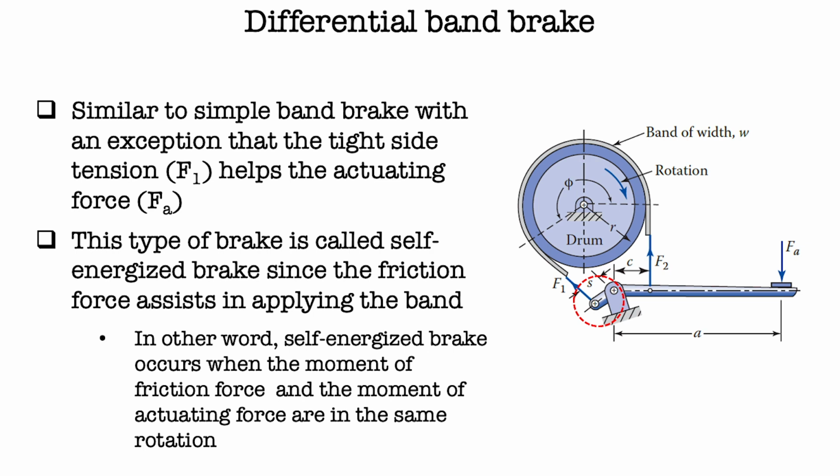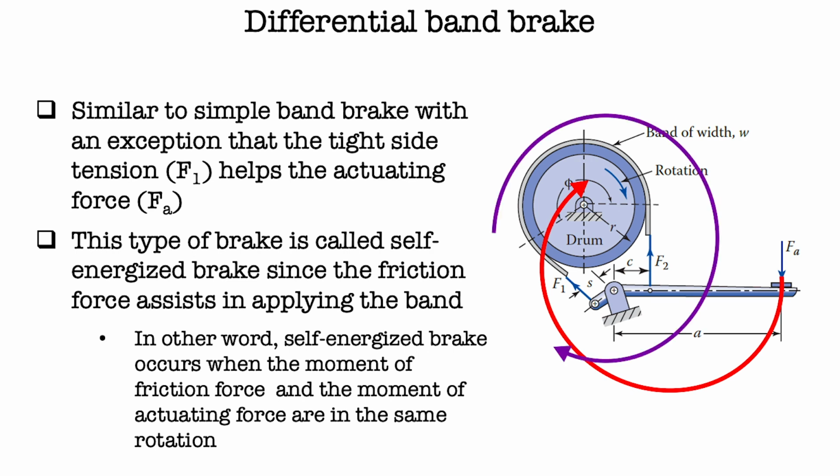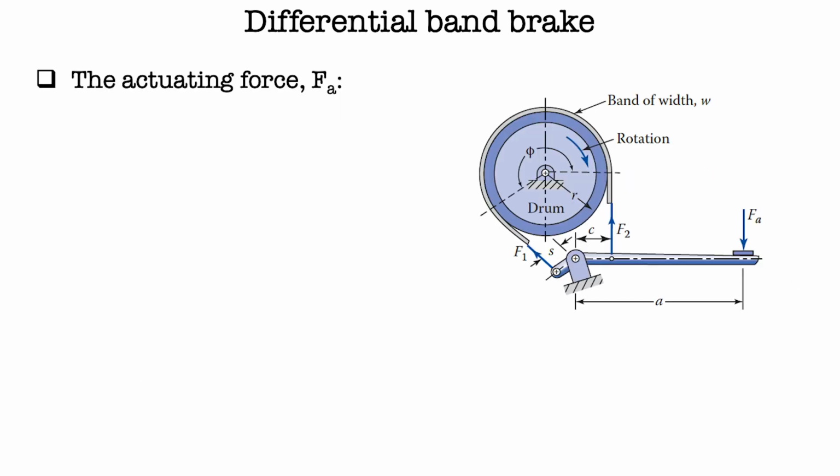In other words, a self-energized brake occurs when the moment of friction force and the moment of actuating force are in the same rotation. As you can see in the figure, the moment of actuating force rotates clockwise, and the moment of friction force also rotates in clockwise rotation. To know the rotation of friction force, we just follow the rotation of the drum. But both of the moments, which are the moment of actuating force and the moment of friction force, must rotate around the pivot point.